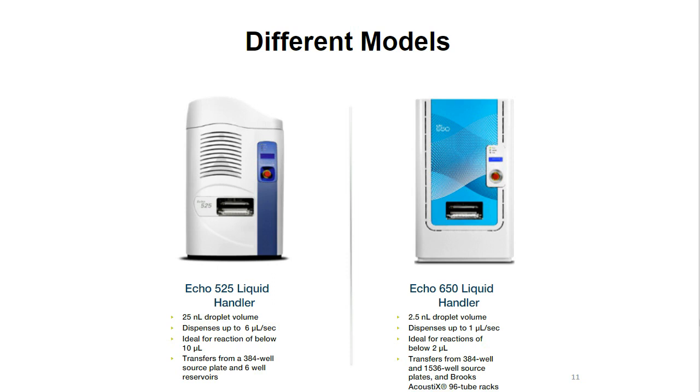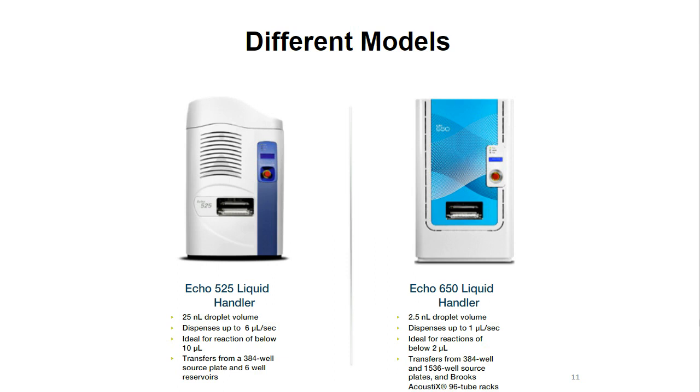The source plate used for the Echo 525 is a plate of 384 wells, and you can dispense from this source plate into destination plates that are 6 well and above. With the Echo 650, the source plate can either be a 384 well plate or a 1536 well plate, and you can dispense in a wide variety of well plates from 6 wells up to well plates of 1536 wells.